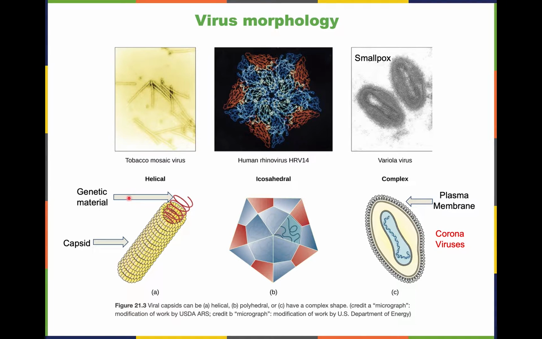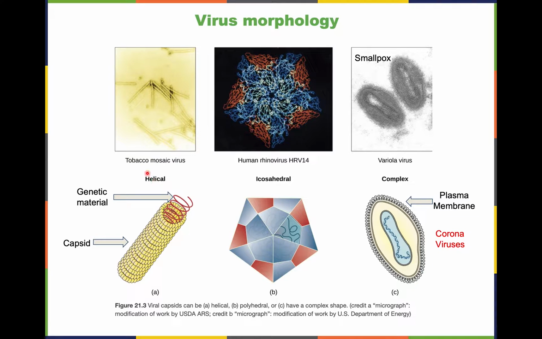They come in basically a broad category of three different structures. They can be helical. They can have a really complex icosahedral structure, where the outside is all made of protein. Or they could be complex. The complex ones actually have a plasma membrane enveloping the genetic material, and usually this plasma membrane is derived from the host that the virus infected and used to make more virus.